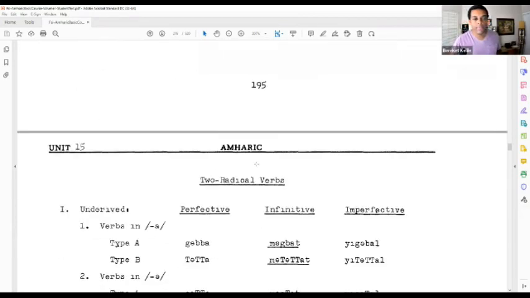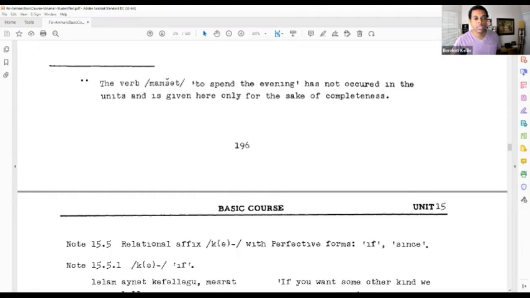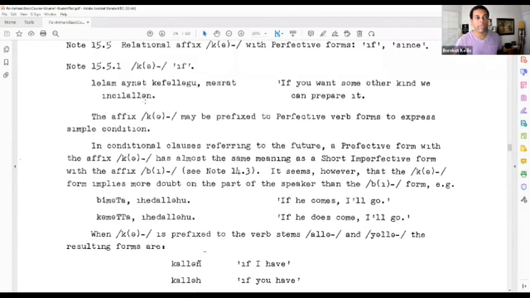Now let's go to 15, and then to the two radical verb forms. Let's look at note 15.5, the relational affix ka with the perfective forms. And then jump into 15.5.1, where we look at where it's used to mean if. This expresses a simple condition, and it's going to be similar to the one we saw in Unit 14, the previous unit, where you have a different construction there. You have the b prefix plus the short imperfective.